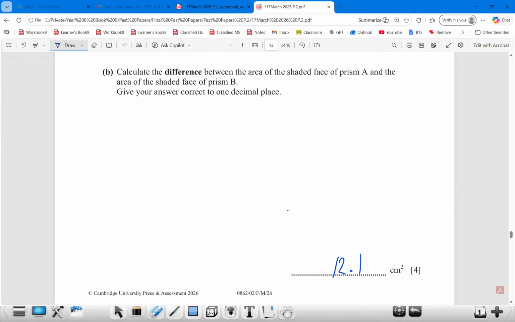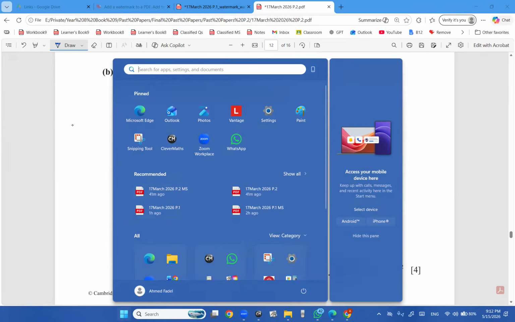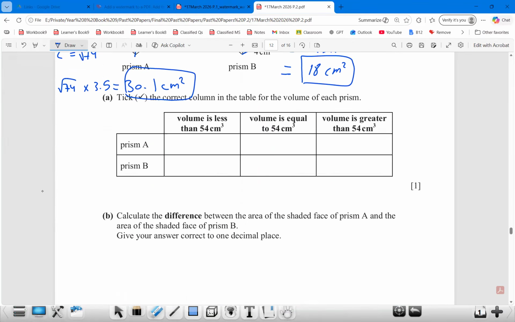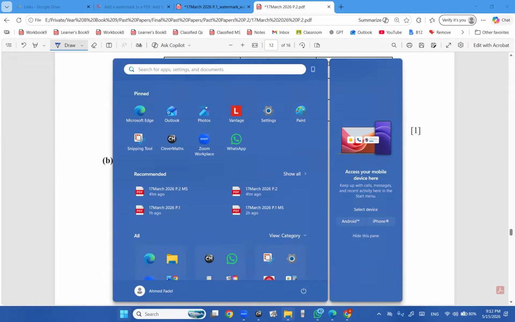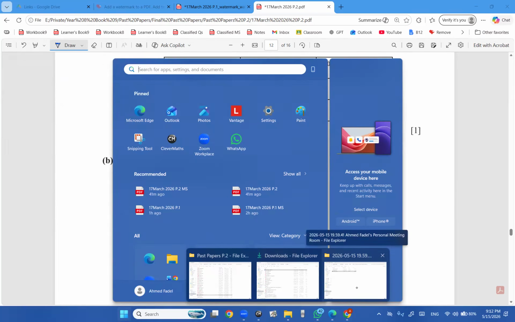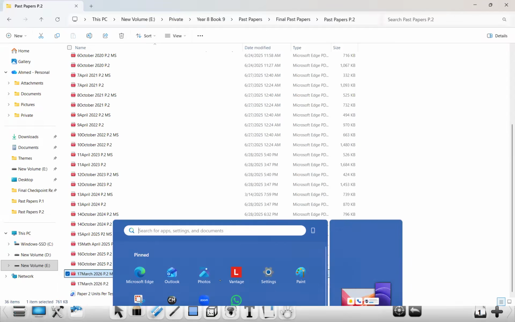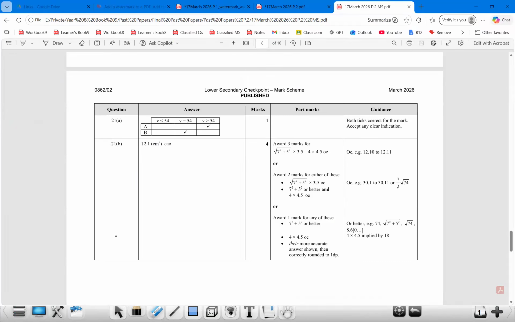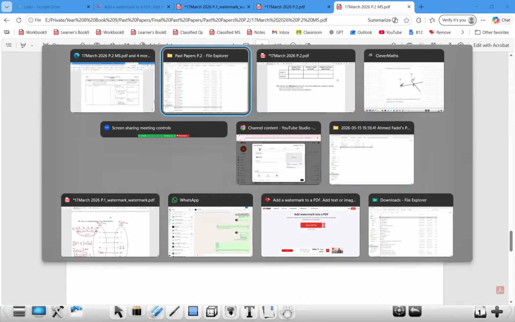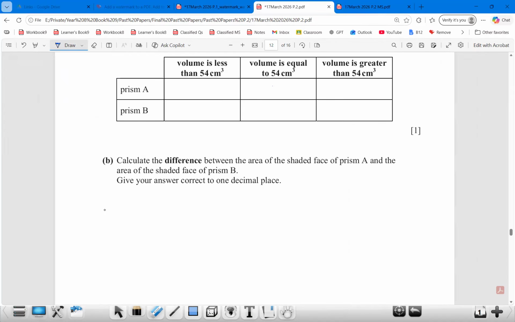I'm very curious actually to go to the mark scheme together. It is question 21B. So let's open 21B. The mark scheme is here. Oh, here it is. 12.1 centimeters squared is accepted. And did they give any range? No, they haven't given you any range. So it is 12.1 centimeters squared. Let's get back to the test. Is it this one? Yes.